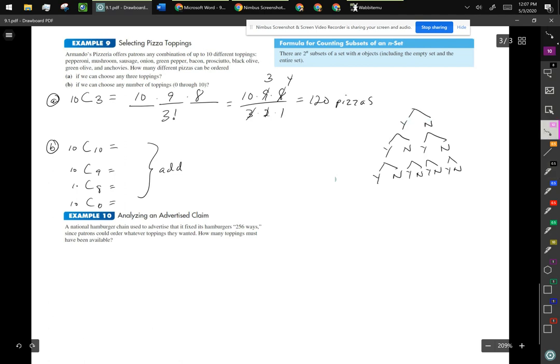Every time I introduce a new topping, I'm doubling the number of possibilities, right? So each one of these branches counts for a different combination of topping. So it's just 2 times 2 times 2 times 2 because that's how we go by how many toppings we have. In this case, we have 10 toppings. This would just be 2 to the 10, and that's, I believe, 1,024 pizzas. So you can do that instead.